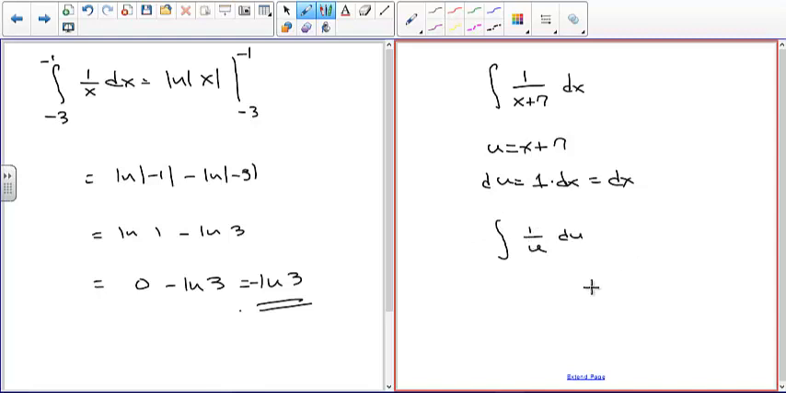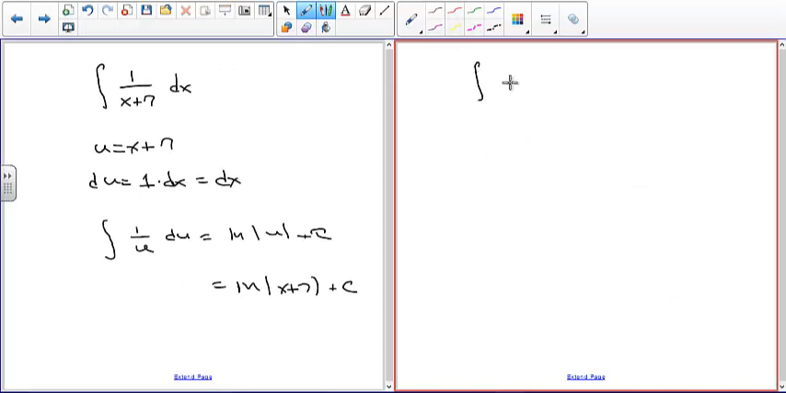If you look in your book or at the handout I gave you, I think that's in there. If you look that up, the integral of 1 over u du is equal to the natural log of the absolute value of u plus c, and then you plug u back in, so you get the natural log of the absolute value of x plus 7 plus c. So that's the answer. So anytime you have an integral that's just 1 over x plus 3 dx, the answer's the natural log of the absolute value of x plus 3.